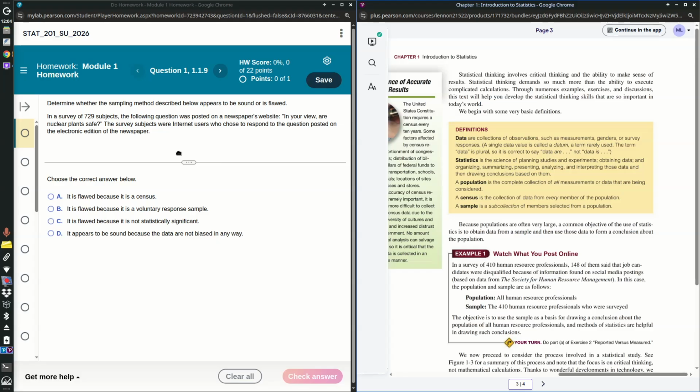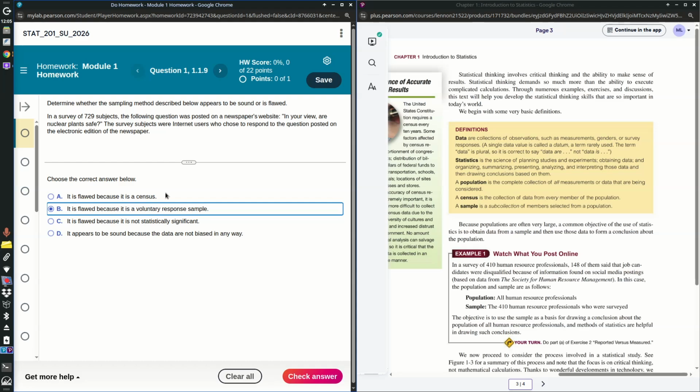So one of the important things for us is a simple random sample. When we're trying to make inferences about a larger population, we want to make sure that we have unbiased data. This example is biased because only people that are choosing to respond are the ones that do so. So this is what's known as a voluntary response sample. So it's going to be flawed. Statistically significant is going to come up more when we're actually doing some computations.